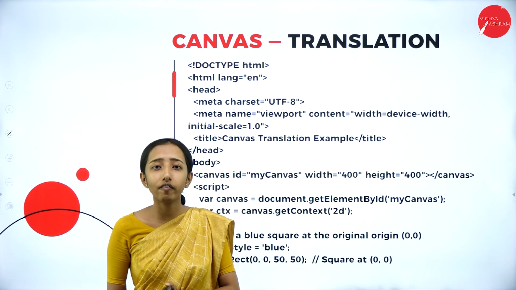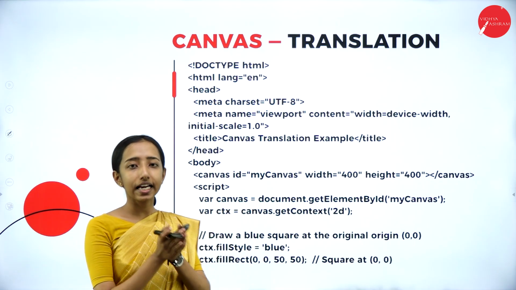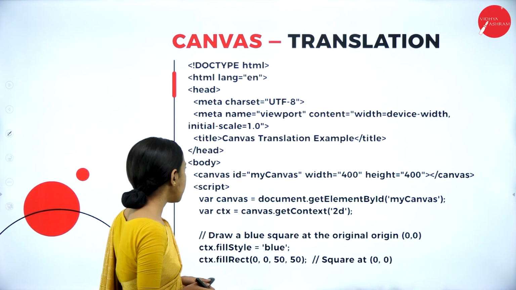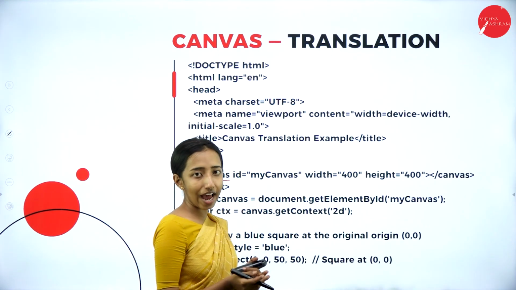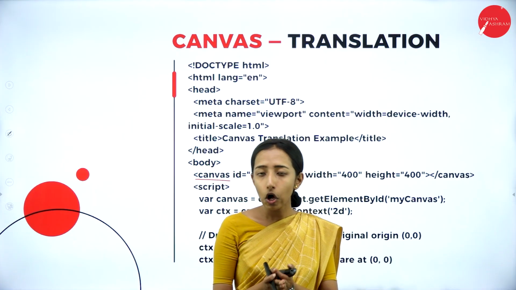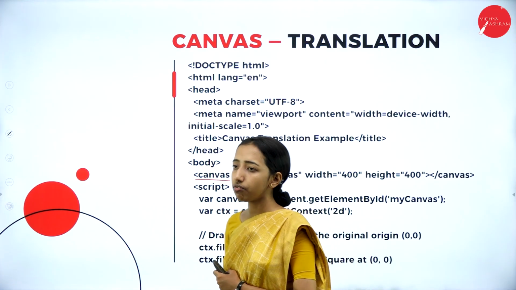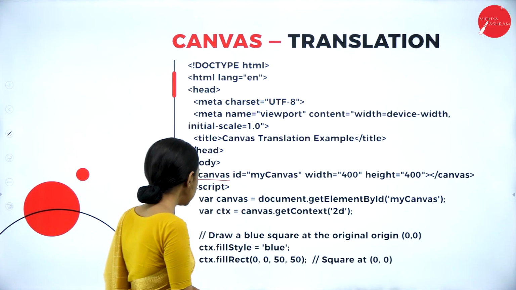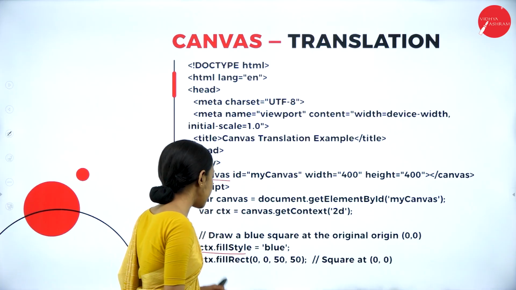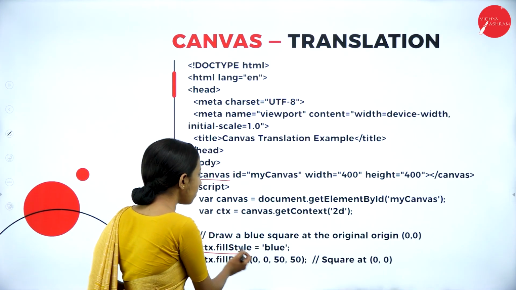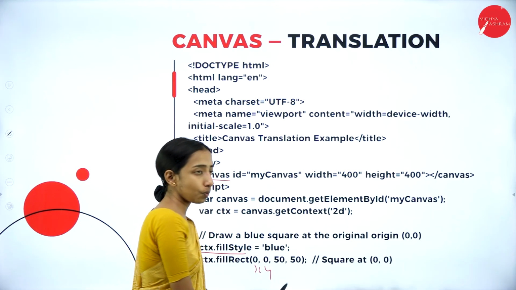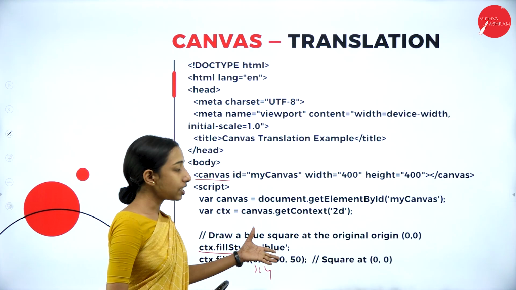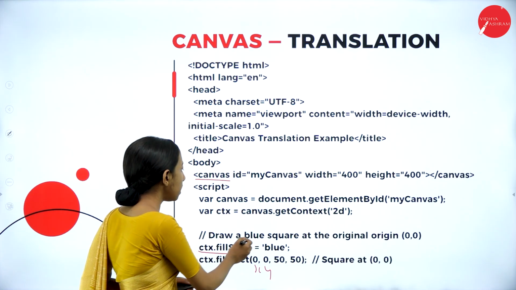Now here is an example of how we can create a canvas translate. Again the title is the canvas translation example, and here I have taken the canvas tag with its attributes and the script tag. Here you can see we have the variables canvas and ctx with getElementById and getContext. Next we will draw a square. To draw the square I have given fillRect with x, y, height and width of 50, 50, and the fill style is blue. This will create a blue square.